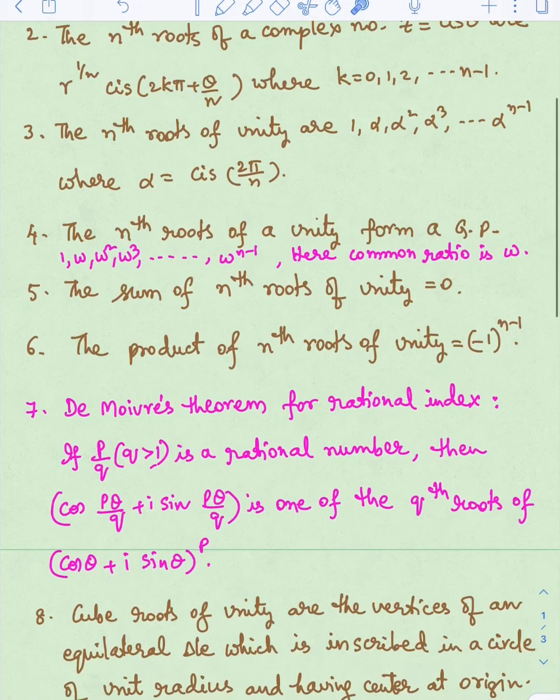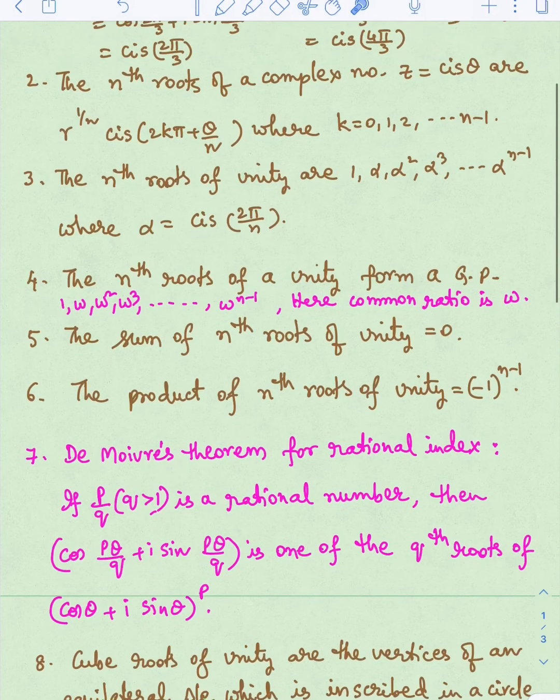Next point is the 7th point, de Moivre's theorem. In the first video, in the synopsis, we learnt de Moivre's theorem for integral index. Here it is a rational index, that is, p by q is a rational number here. So q is greater than 1 here. This is the condition. Then this is the qth root of this.